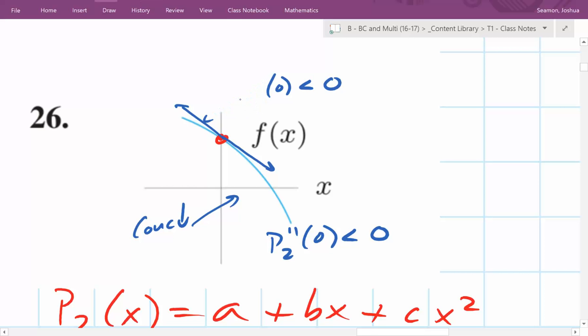And I can change this. P2 prime is... Makes sense? Concave down and the tangent line is pointed down. Jared, yes?